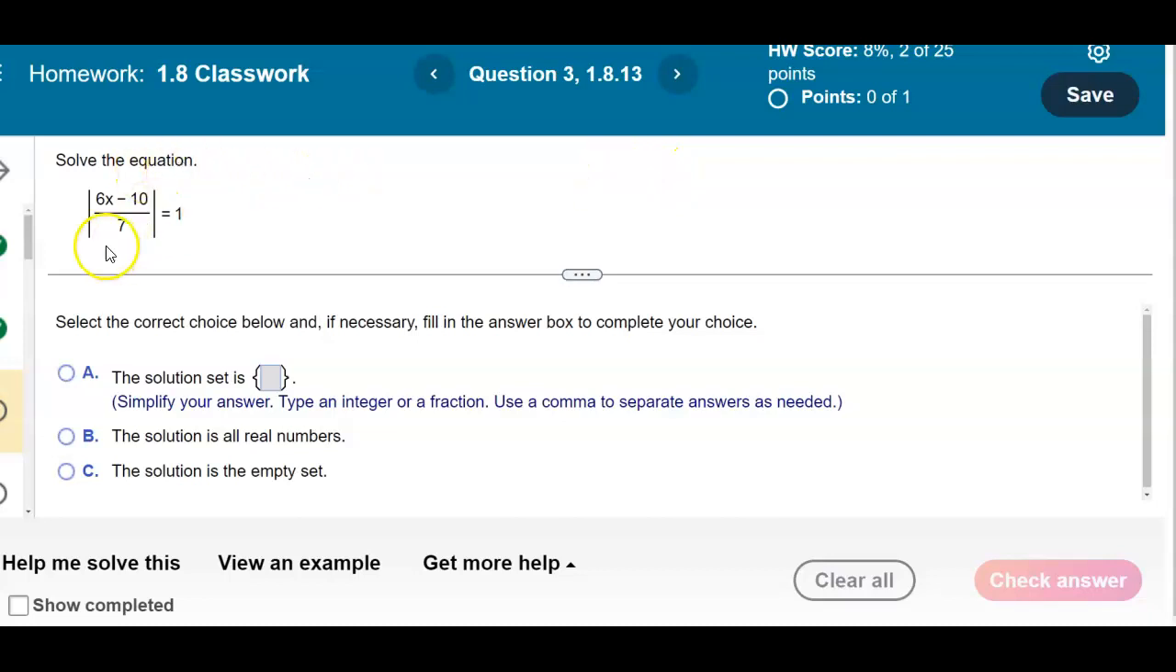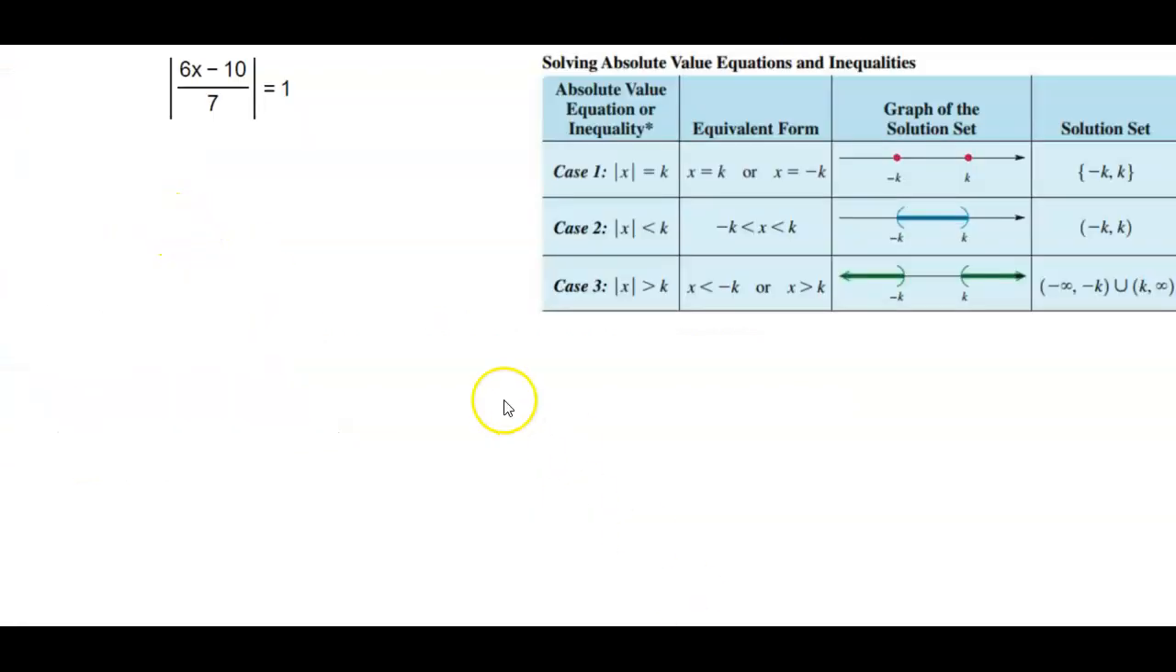To solve the equation, we have the absolute value of (6x minus 10) divided by 7, which is equal to 1. So let's go ahead and take a look at that. Here we can see that the absolute value is already isolated and it's equal to a constant. So that represents case number 1, because you can see that the absolute value of x is equal to a constant, and then we're going to use this equivalent form over here.